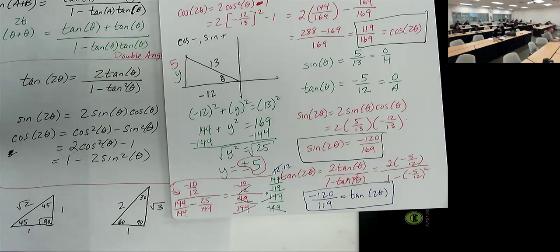Oh, they used the -12, 13. We'll use it for the cosine 2 theta. Oh, tricksy.